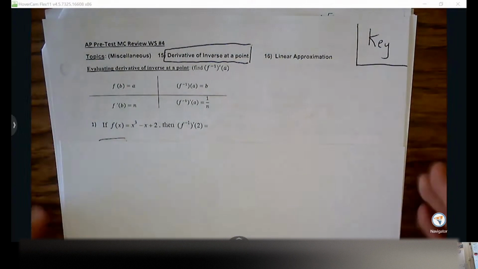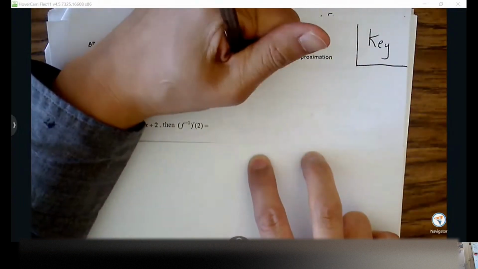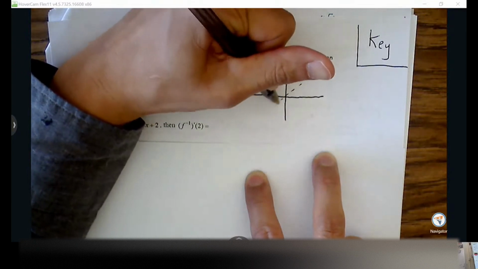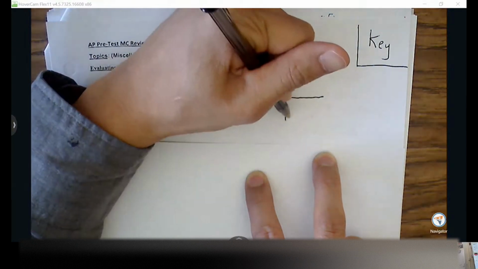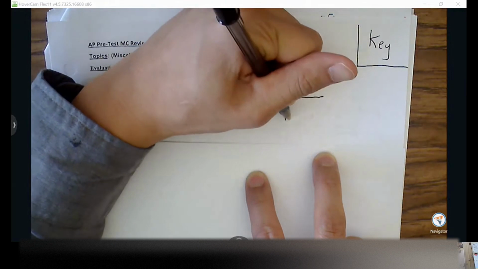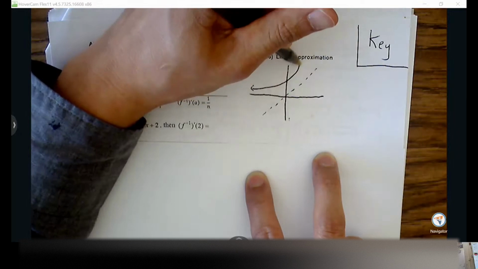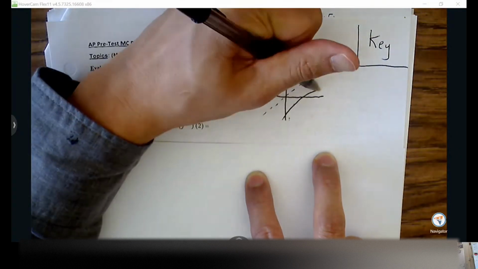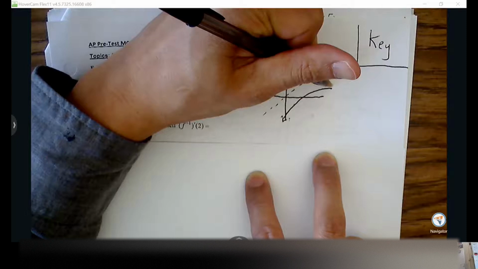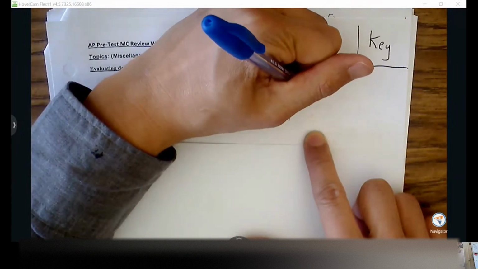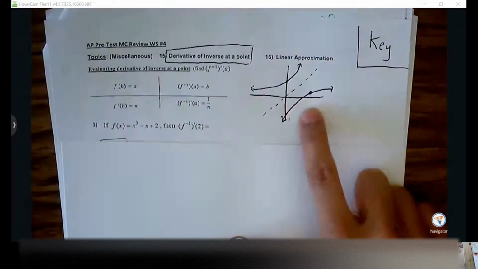So a visual perspective is this. Imagine you had a function where you had two expressions that were inverses of each other. So that just means graphs that are just a mirror image over the line y equals x. So the idea is that we're asked to find the slope of the graph at this point.